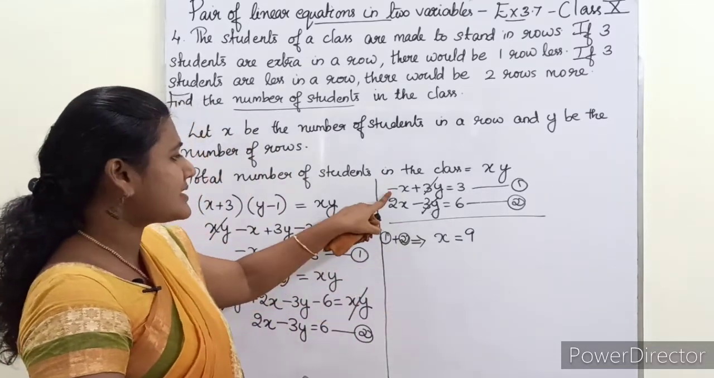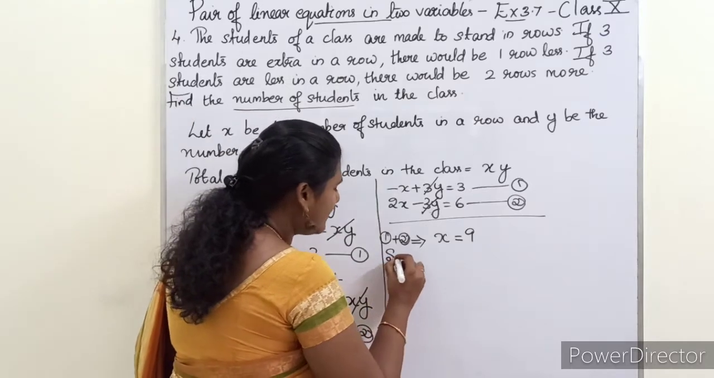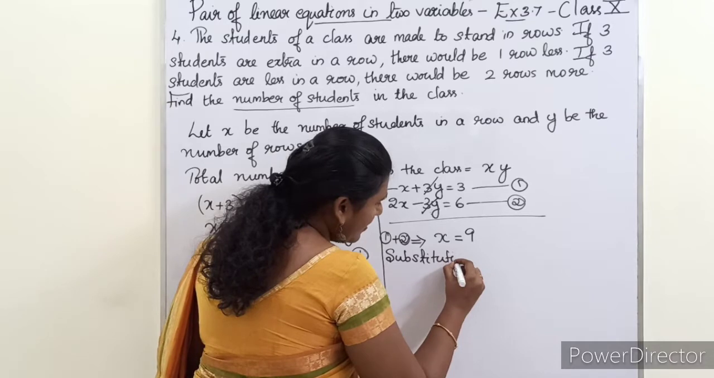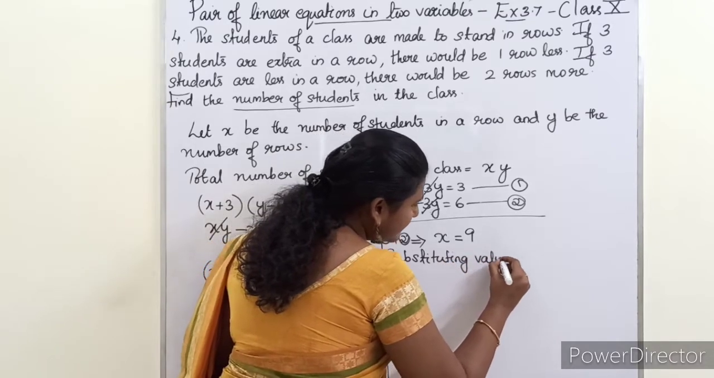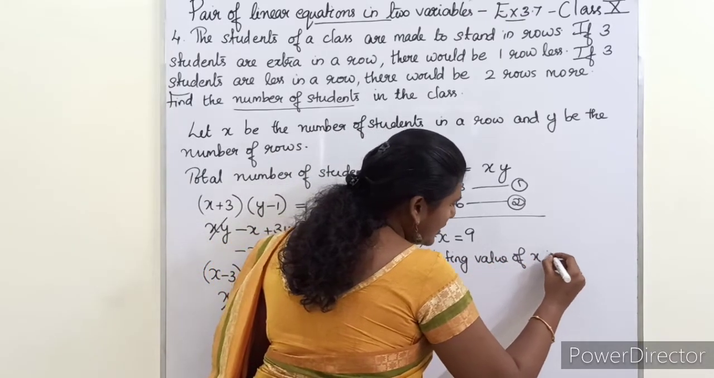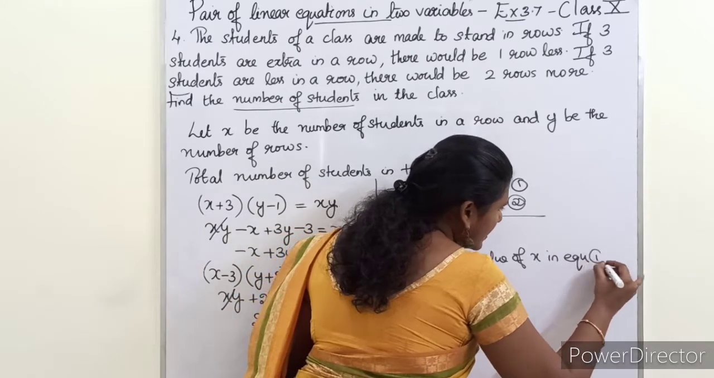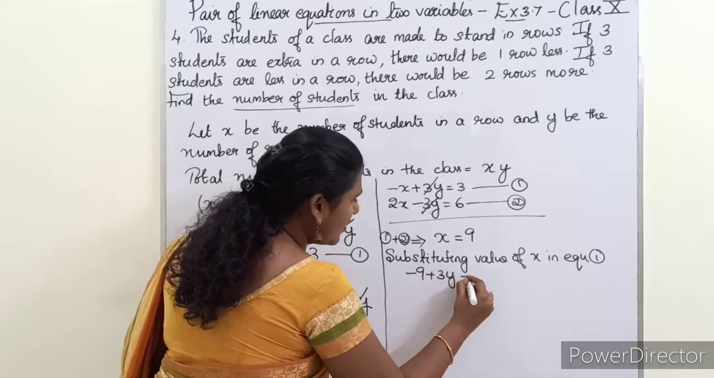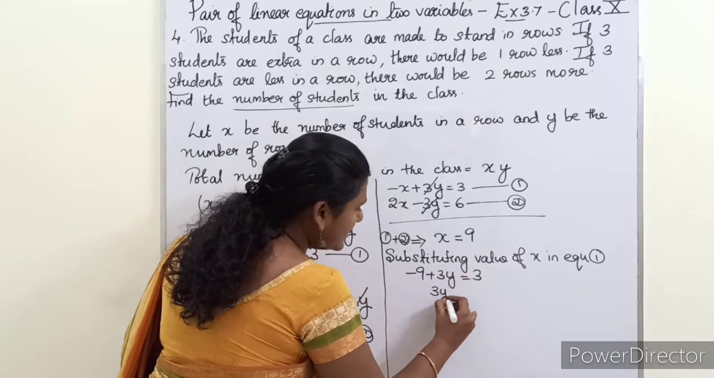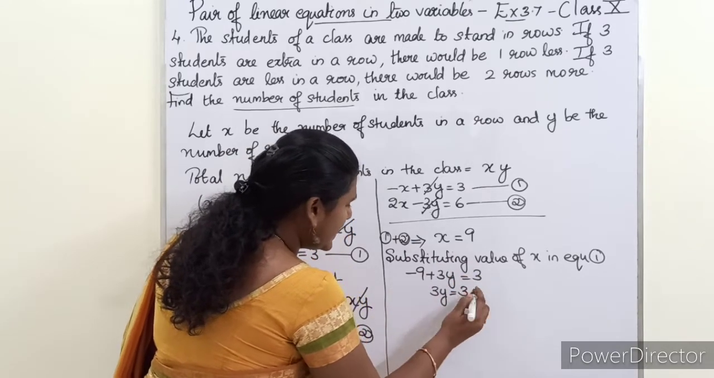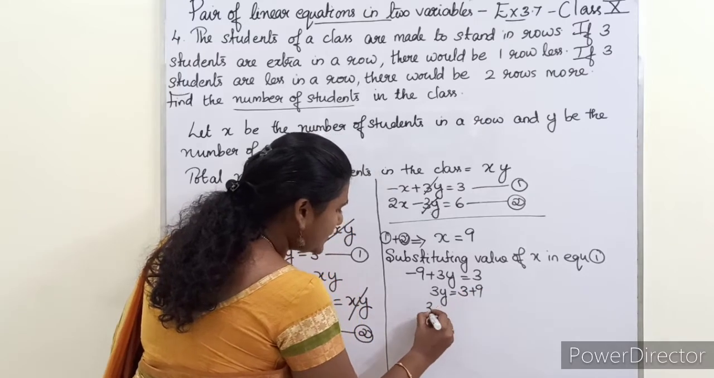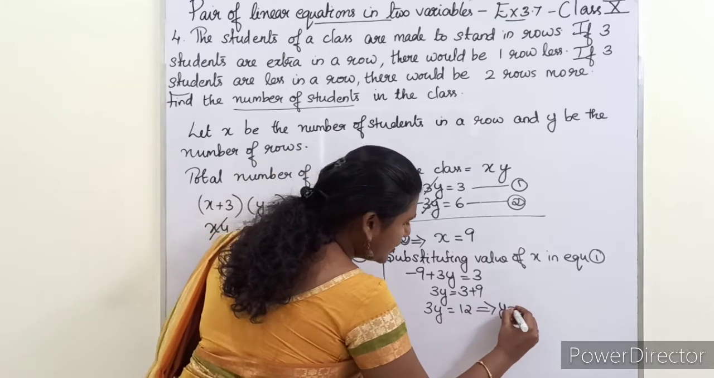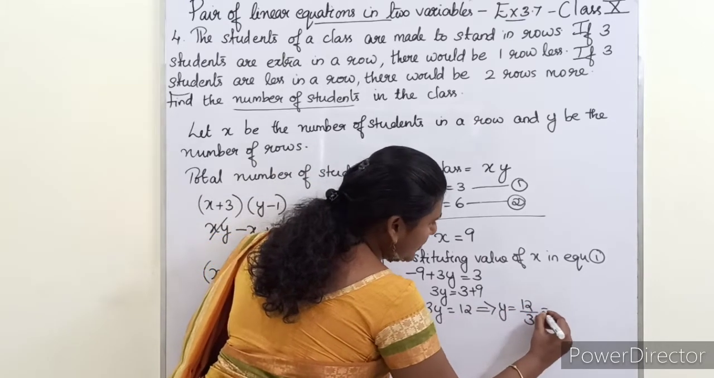This value we will substitute in the first equation so that we can find out the value of y. Substituting the value of x in equation 1. So here if you substitute, minus 9 plus 3y is equal to 3. That is 3y is equal to 3 plus 9, that is 12. So 3y is equal to 12, which gives y is equal to 12 by 3 is equal to 4.